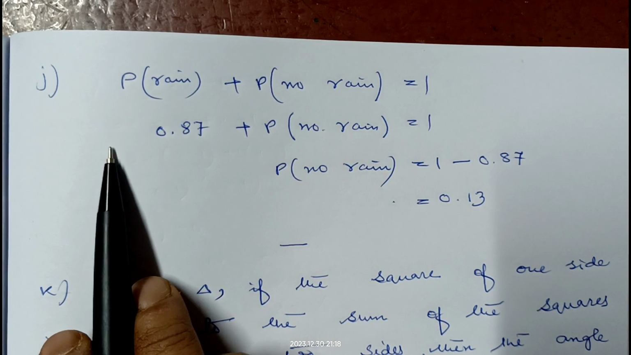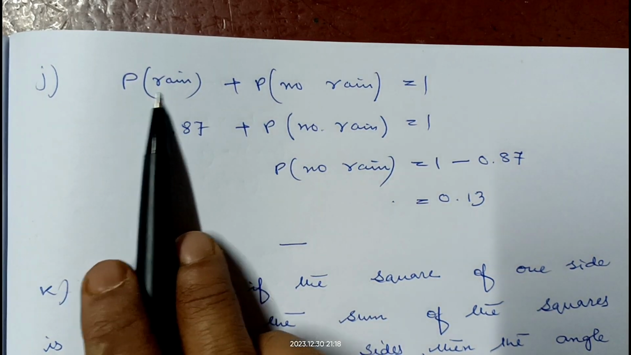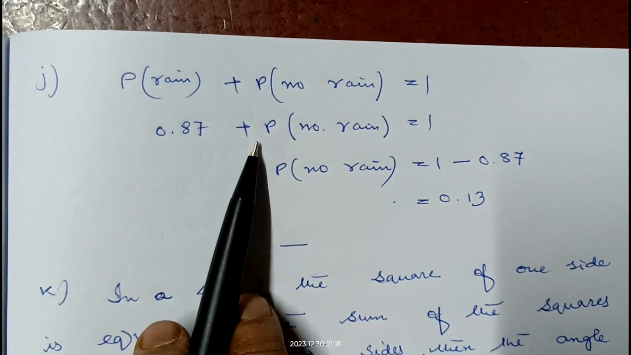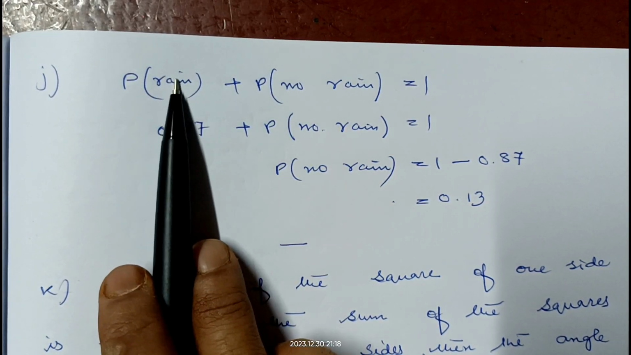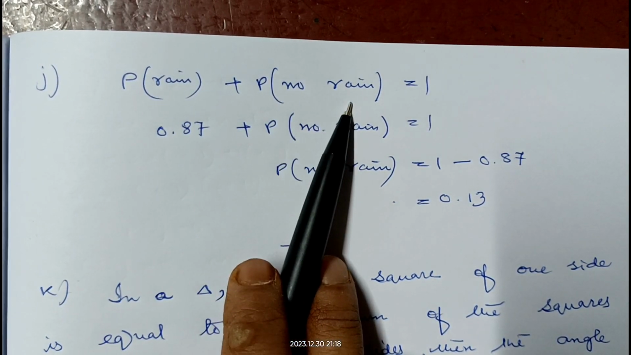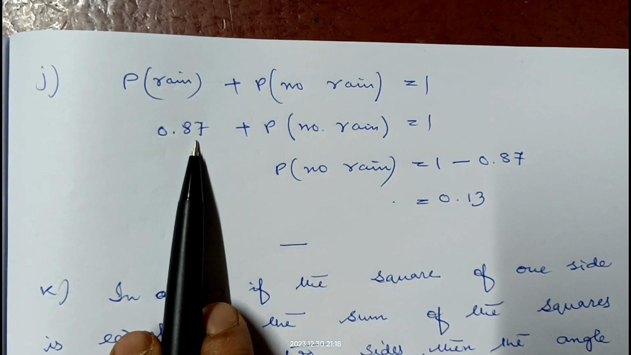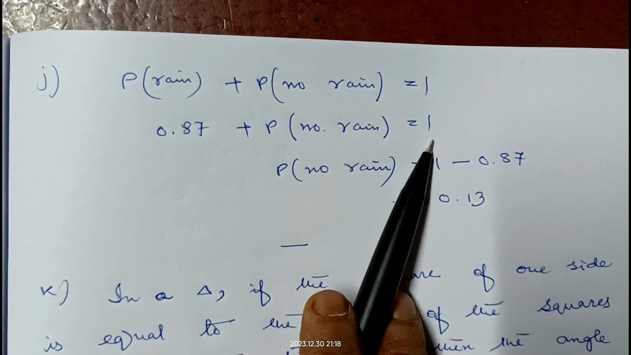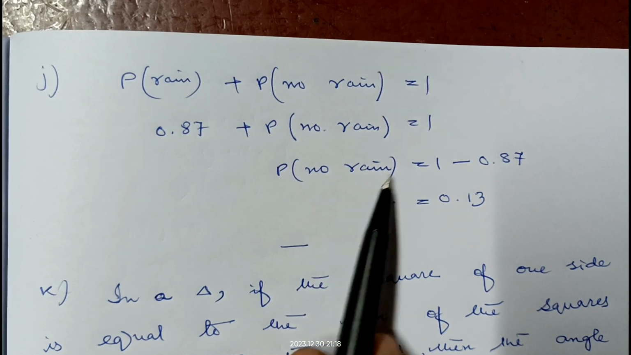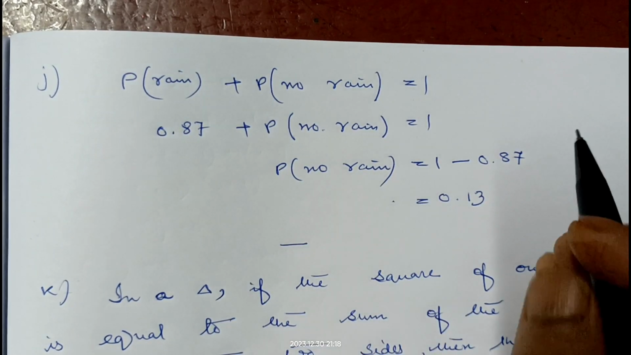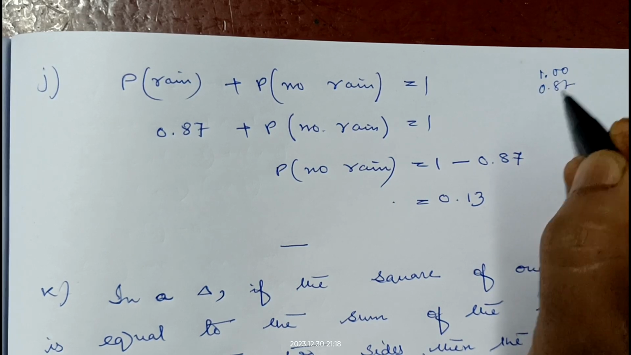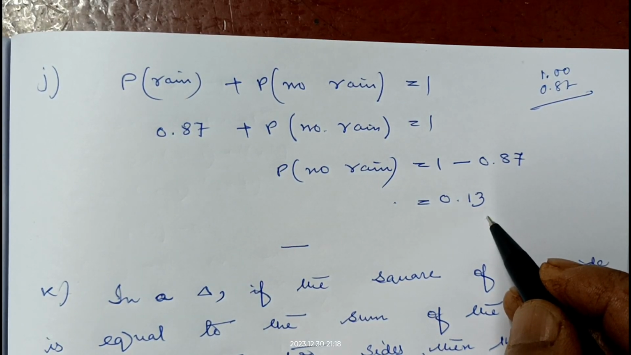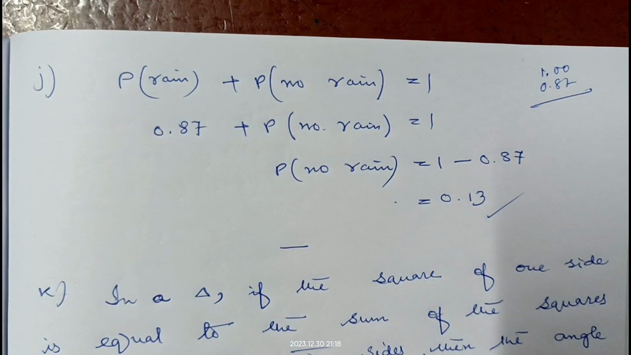In question number J, it is given the probability that it will rain is 0.87. We have to find the probability that it will not rain. We know probability of an event plus probability of not occurring that event is 1. So 0.87 plus probability of no rain is 1. So probability of no rain is 1 minus 0.87. 1 means 1.00 and 0.87. If I subtract, it will give 0.13. So 0.13 is the required probability.